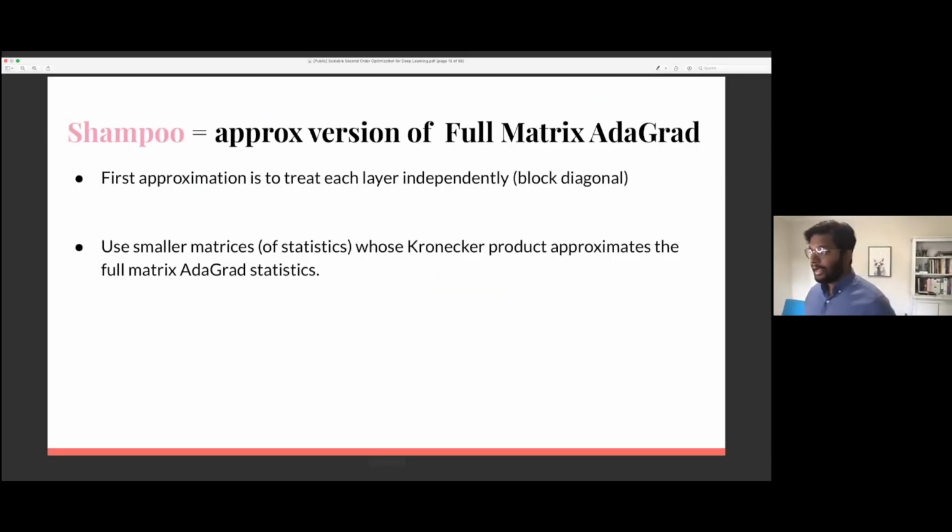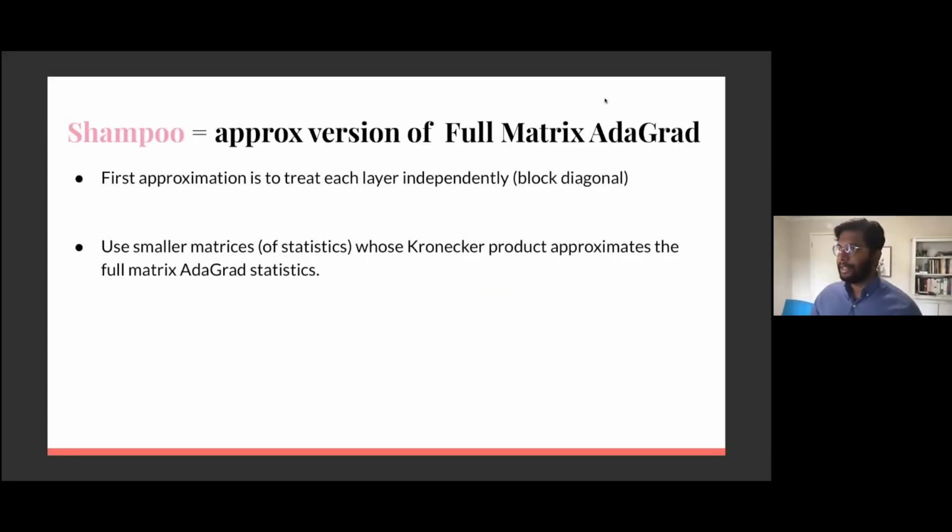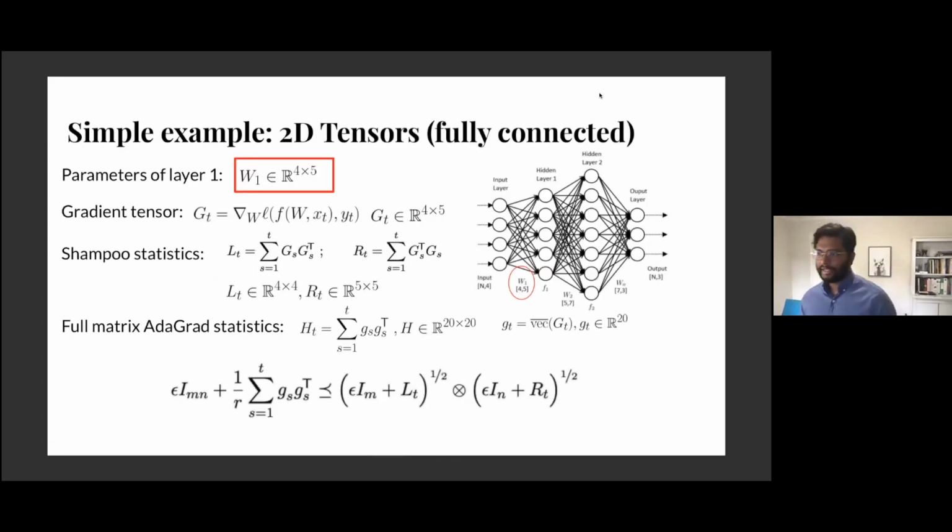So at a high level, if you want to think about Shampoo, you think of it as first treating each of the layers in a neural network independently. That's the block diagonal approximation, and then coming up with a Kronecker product approximation to the full matrix Adagrad statistic, which I'll explain in the next few slides. The next three slides are mainly the crux of Shampoo, and once you get it, it's quite easy to get through the rest of the slides.